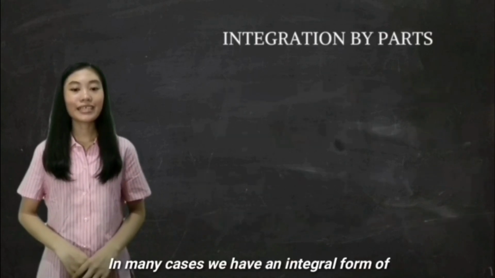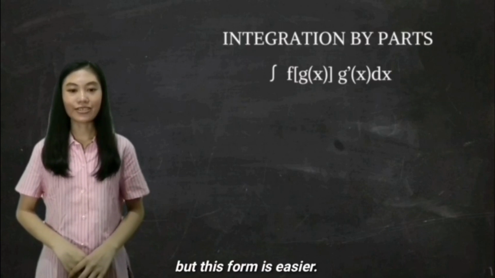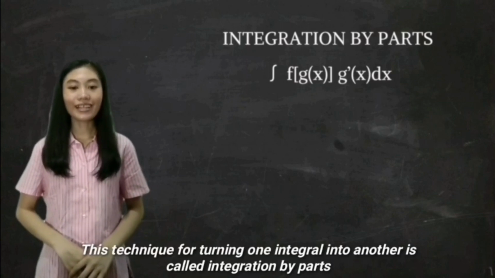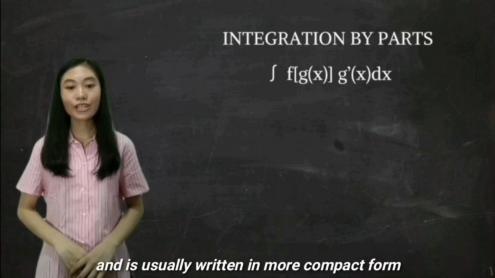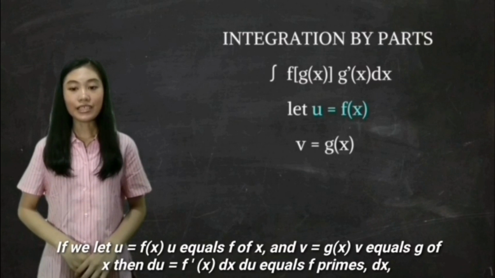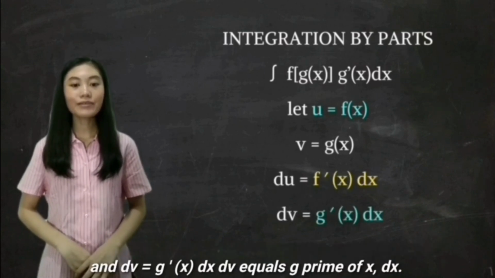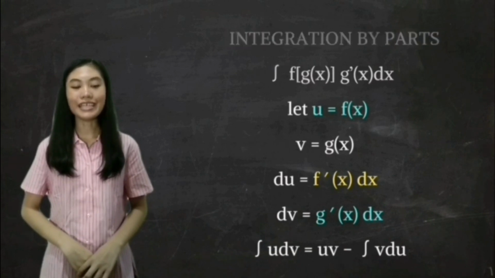In many cases, we have an integral of the form f of g of x times g prime of x dx, but this form is easier. This technique for turning one integral into another is called integration by parts and is usually written in a more compact form. If we let u equal f of x and v equal g of x, then du equals f prime of x dx and dv equals g prime of x dx, we'll come up with the integral of u dv equals uv minus the integral of v du.